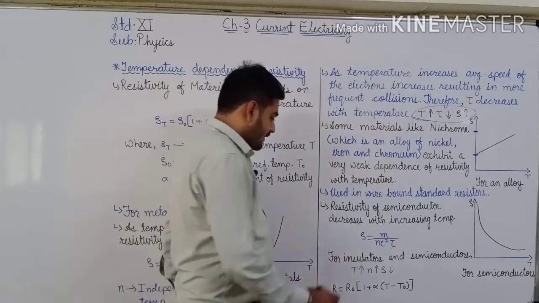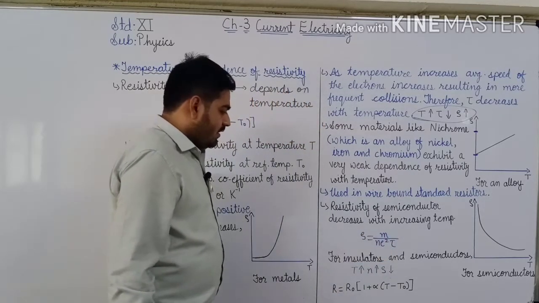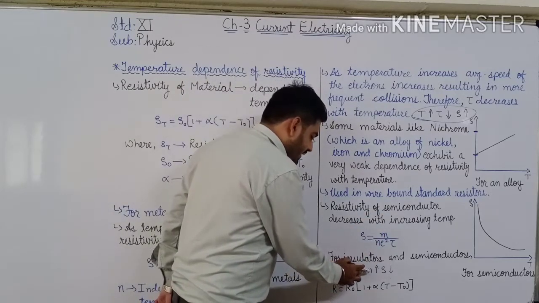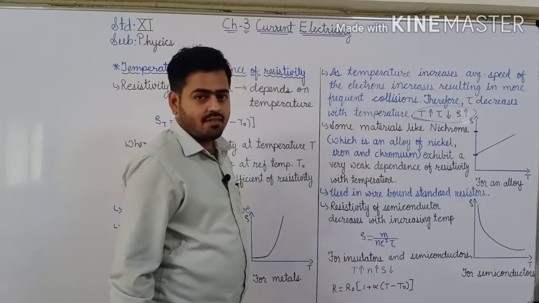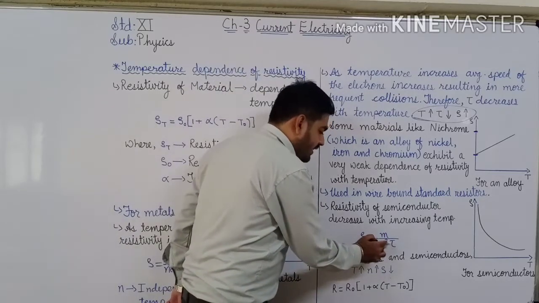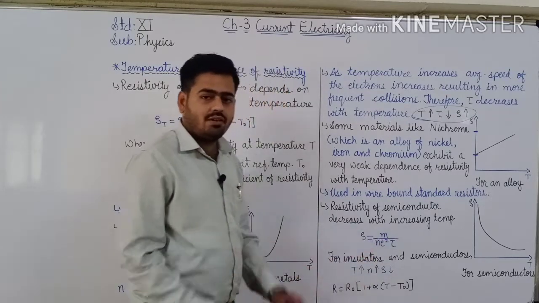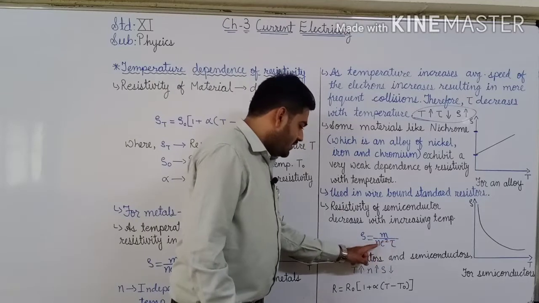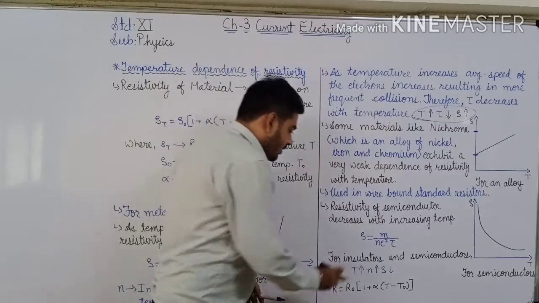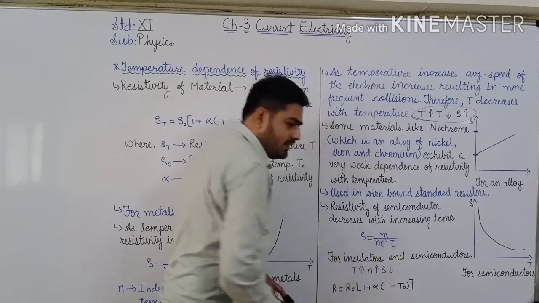How? Formula of resistivity, that is m upon n square tau. For insulators and semiconductors, what happens? As temperature increases, number density increases, and this value of n is very large in comparison to the decrease in relaxation time. Yes, I know that as temperature increases, this relaxation time tau decreases, but in comparison to this, there is a very large increase in number density.